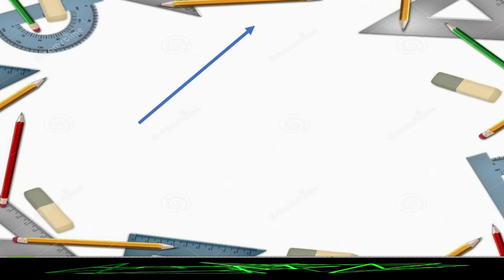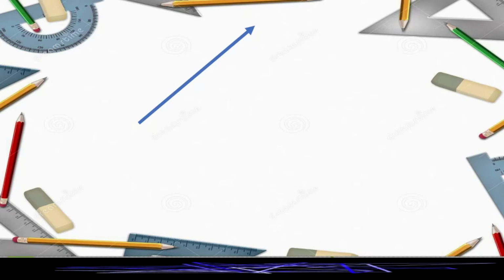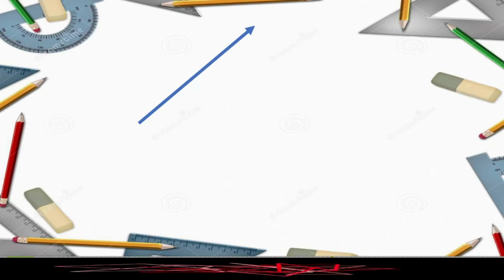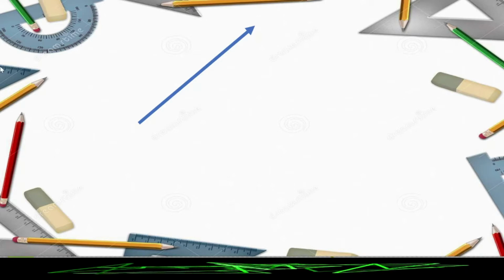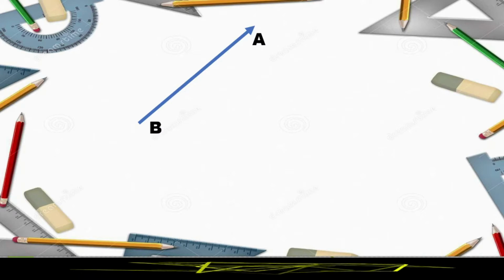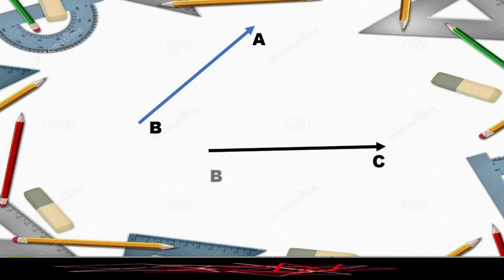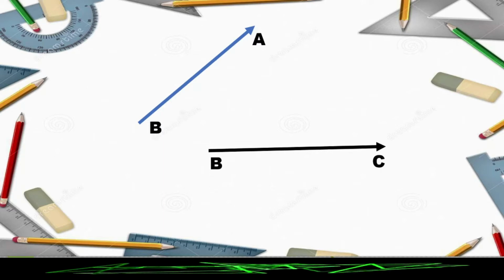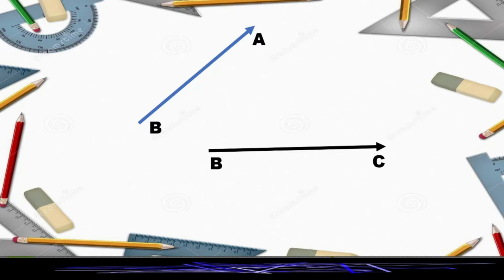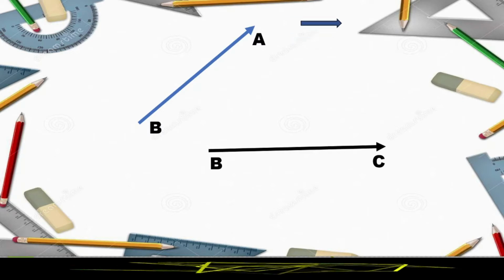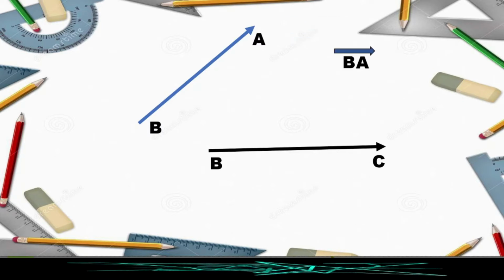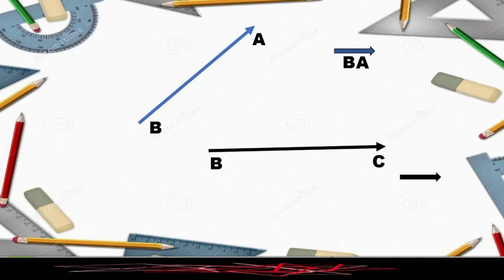Okay, so we have here a ray. There is one arrow and one endpoint, so we call that a ray. We can give it a name, ray BA, and also here we have ray BC. Or we can write ray BA like this and ray BC like this.